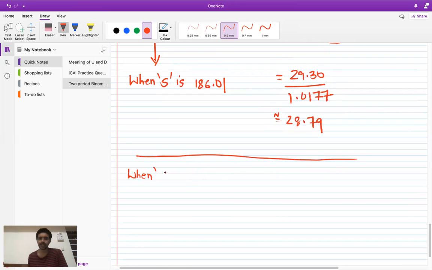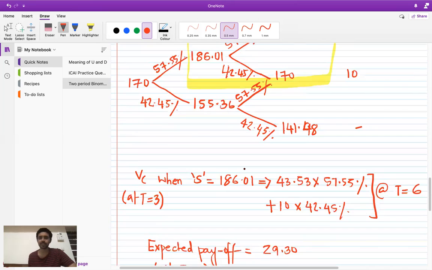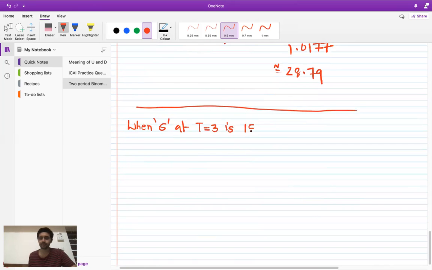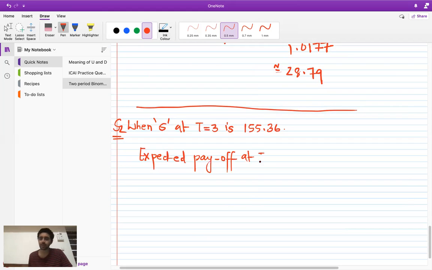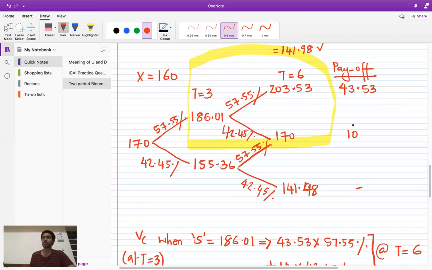When S at t equal to 3 is 155.36, this is situation 2, basically. The above one was situation 1. The expected payoff at t equal to 6: the payoff at t equal to 6 could either be 10 or it could be 0. I am multiplying that with the probability of 57.55% and 42.45% respectively. So the expected payoff this time is going to lie between 0 and 10 somewhere.